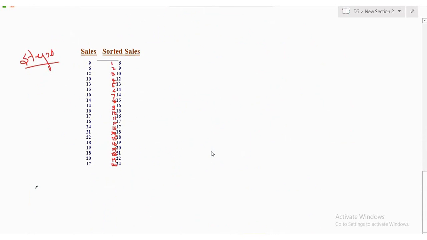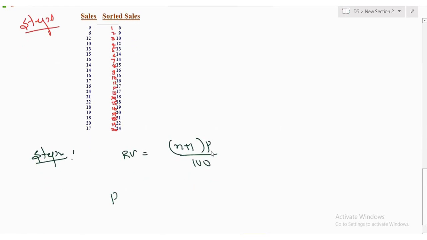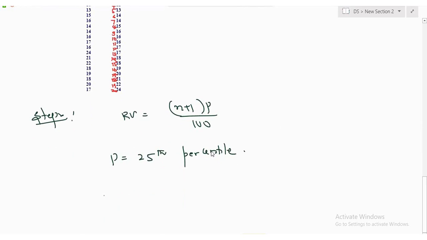So what do I need to calculate? Step 2, RV. So RV equals what? Let's say P equals 25, I'm asking to calculate the 25th percentile. What is the meaning of the 25th percentile? We'll talk in detail, don't worry about it. Just learn how to calculate first. Are you guys clear? What is the meaning of this? RV equals, how many observations are there? 20 plus 1. What is the P? 25 divided by 100. How much is this? 5.25.